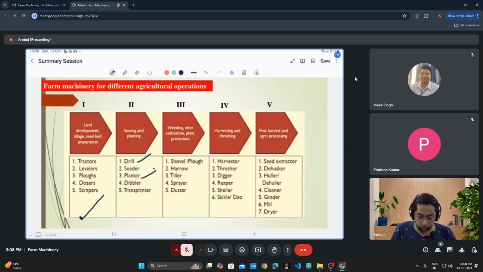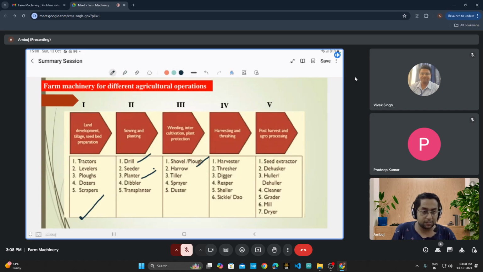Now come to the shovel plow. A plow, shovel, or any such equipment would be used in intercultural operations, like your cultivator, which is there for removing the weeds.